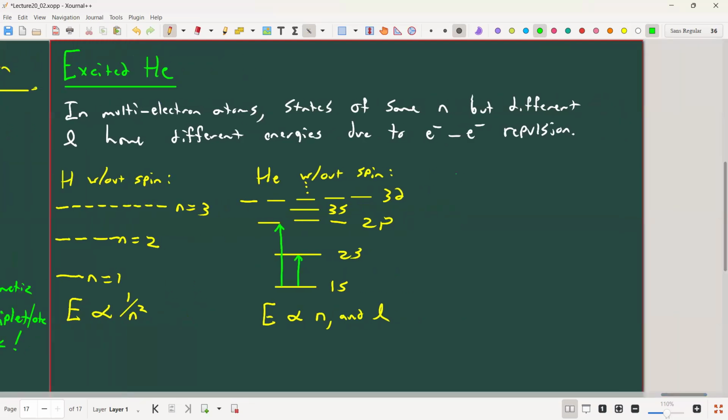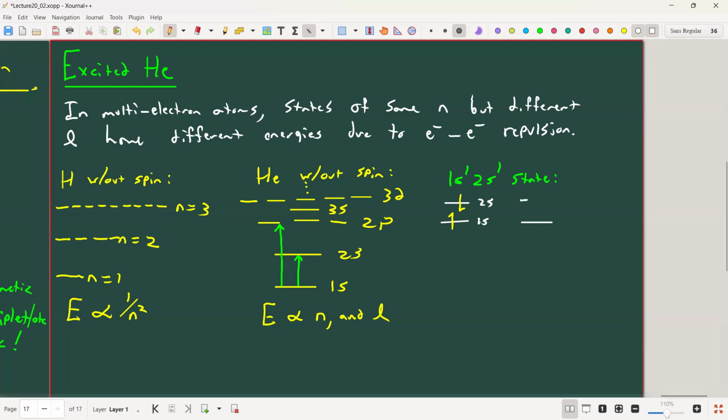Right, so the first example would be the 1s1, 2s1 state. What are the ways that we can write this? Well, one way is that the electrons can be opposite spins, but they can also be the same spin. There are two different possibilities, two different excited states to choose from.